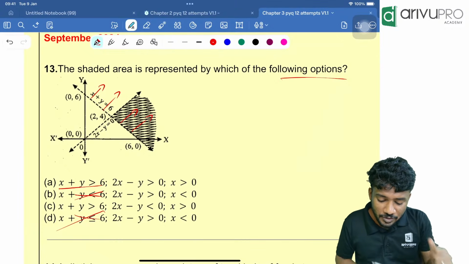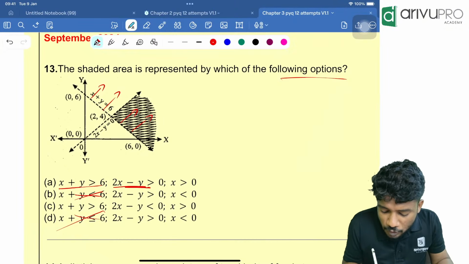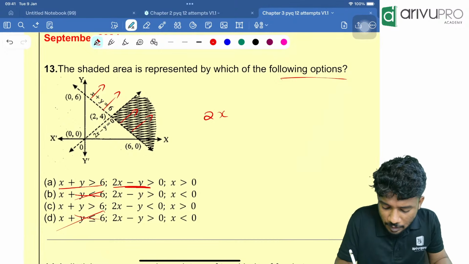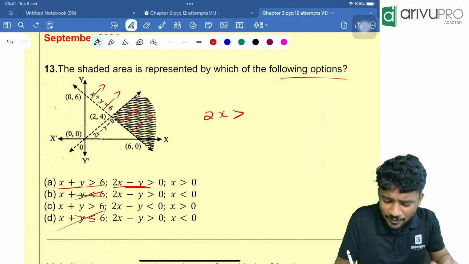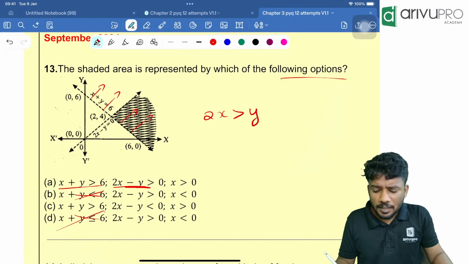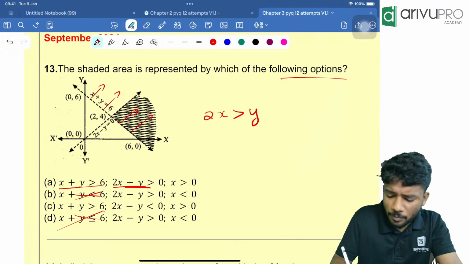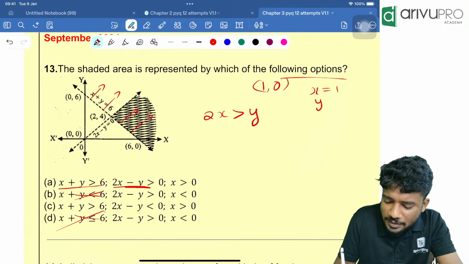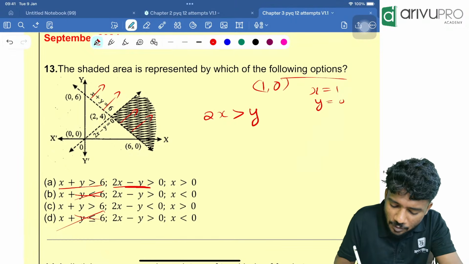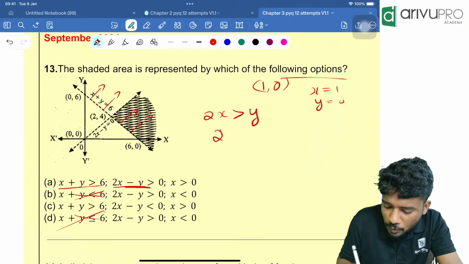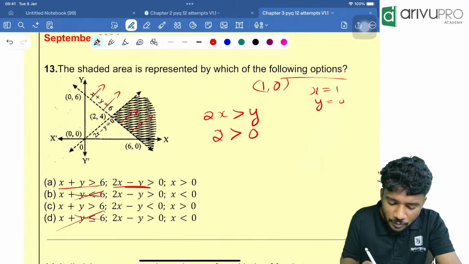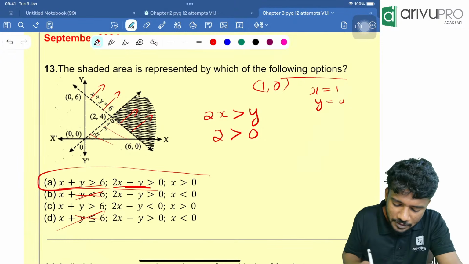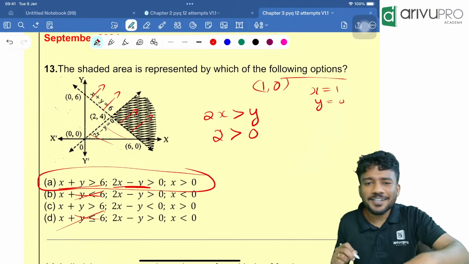The option C. Now, looking at this, 2x minus y, I will write 2x greater than y. Substitute a random point, 1, 0. 1, 0 means x is equal to 1, y is equal to 0. That means 2 into 1 is what? 2 greater than 0. That means it is going towards this side itself. That means which option is the right answer? Option A is the right answer.